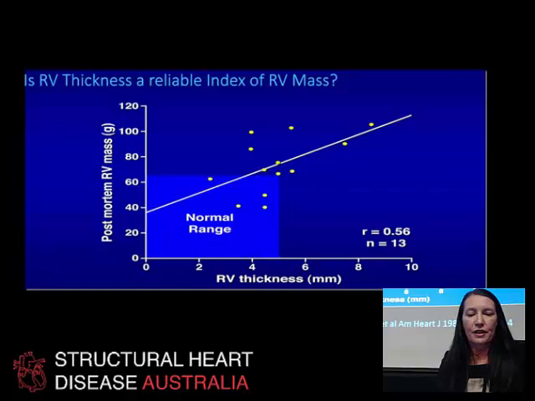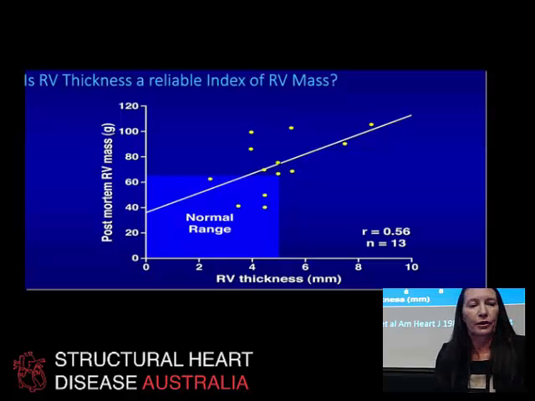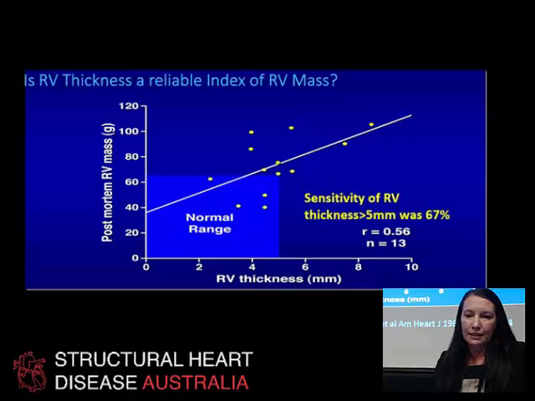And if you look at the RV thickness here in this series, dating back to 1983, the RV thickness correlates very poorly with a post-mortem RV mass. So these patients had an echo within 6 months of their death, and then they were taken for post-mortem evaluation of the RV, and you can see there's a very poor correlation between the RV free wall thickness and the RV mass. The sensitivity of the RV thickness greater than 5 millimetres was only 67%.